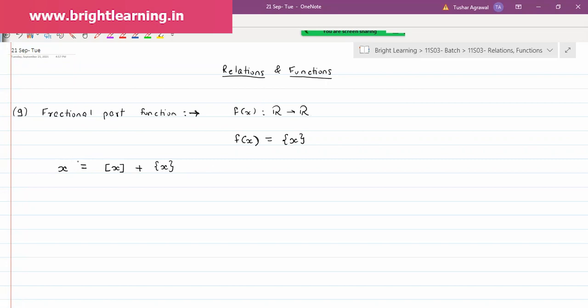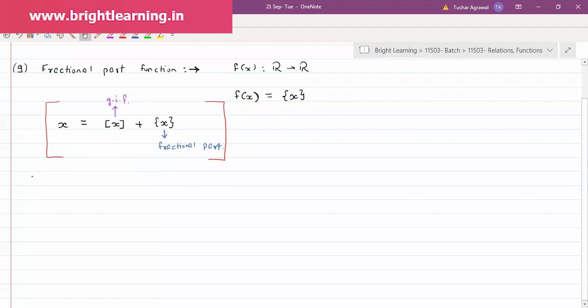So this is the relation between any value x, its step function, the greatest integer function, and the fractional part function. The square bracket is the GIF, the greatest integer function that we have already seen in previous classes, and the one in curly brackets is called the fractional part of x function. Okay, so this is the definition of the fractional part of x.